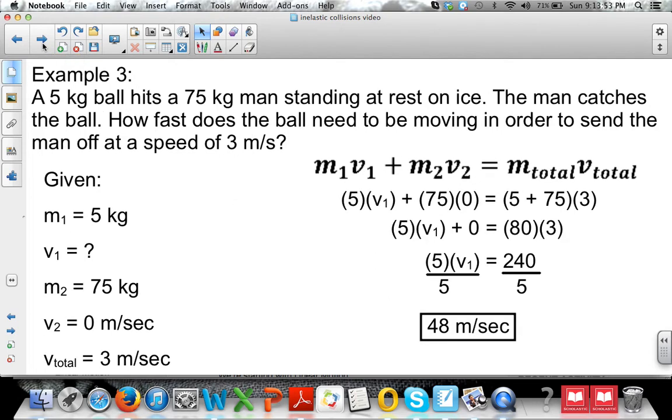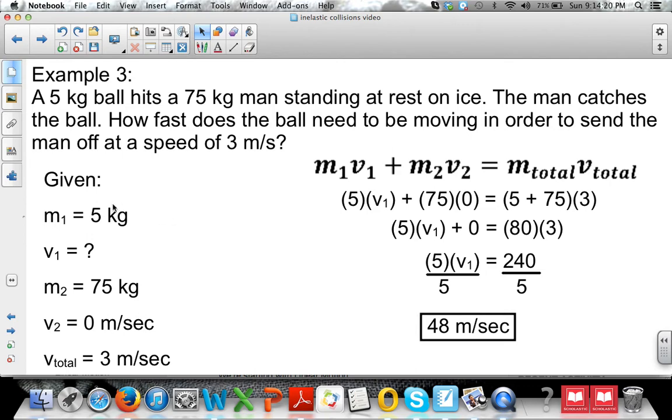Okay, next one. This time we're going to solve for something different. I've got a 5 kilogram ball that hits a 75 kilogram man standing at rest on ice. The man catches the ball. How fast does the ball need to be moving in order to send the man off at a speed of 3 meters per second? We're assuming that he catches it, and that he hangs on to it, so it's going to be one object now.